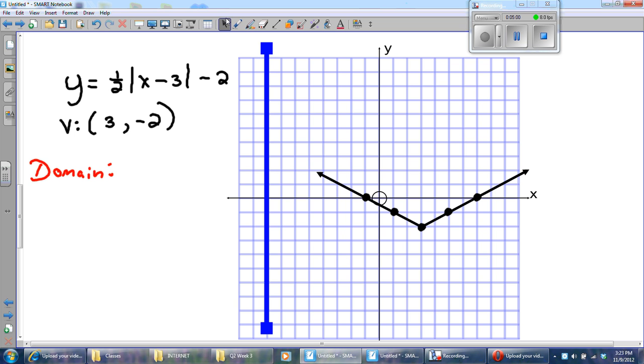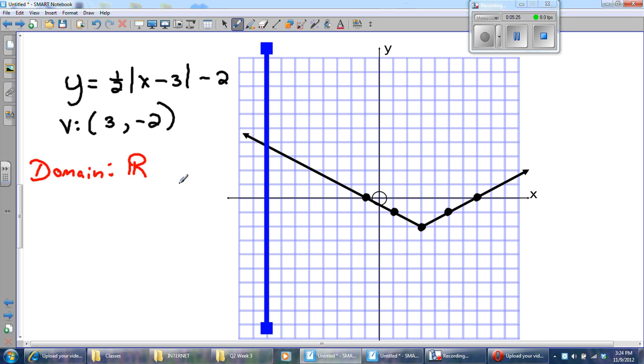Well, your first thought might be that no, because they're not intersecting, but remember, this goes on forever. And look at that, they will intersect at some point. Okay, so you might be thinking that there's no x value that can't go into this equation, and you're correct. The domain for this absolute value function is all real numbers.